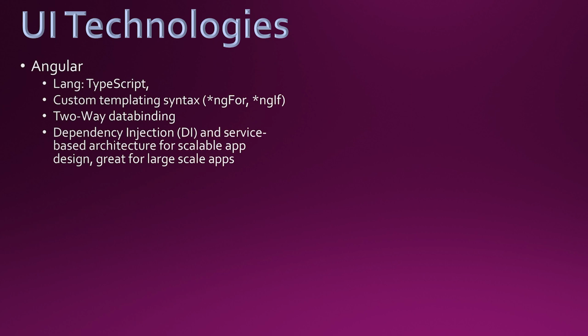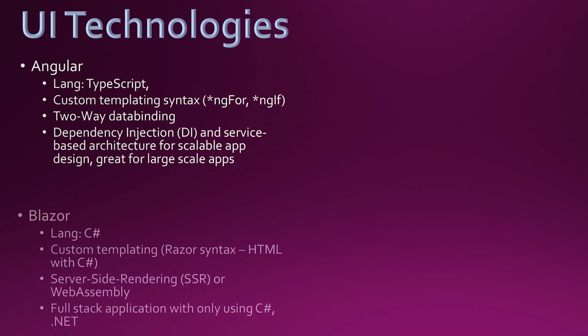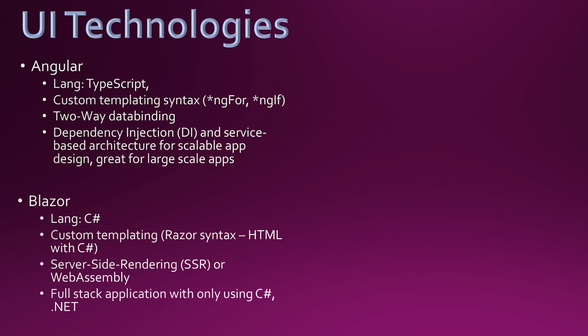Angular supports TypeScript, it has custom templating syntax, supports two-way data binding and dependency injection, and is a service-based architecture for scalable app design. It is great for large applications. Blazor supports C Sharp. It has custom templating consisting of Razor syntax, which is a mix of HTML and C Sharp. You have a choice of server-side rendering or WebAssembly. Basically a full-stack application in C Sharp.